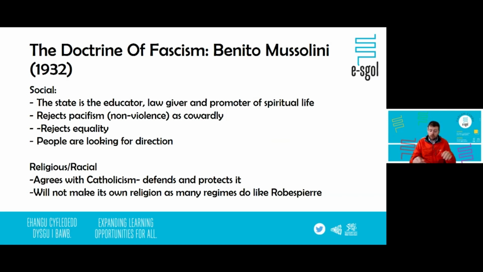Religious and racial, he agreed with Catholicism, he wanted to defend and protect it, initially at least, because he needed to ensure their support because the priests and the church had so much sway over people's lives. And he said he wouldn't make his own religion, as many regimes did, like Robespierre in France following the French Revolution, etc.